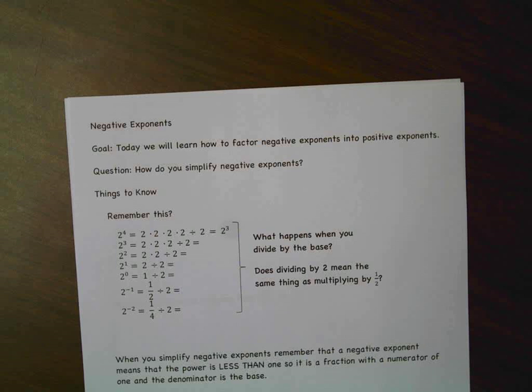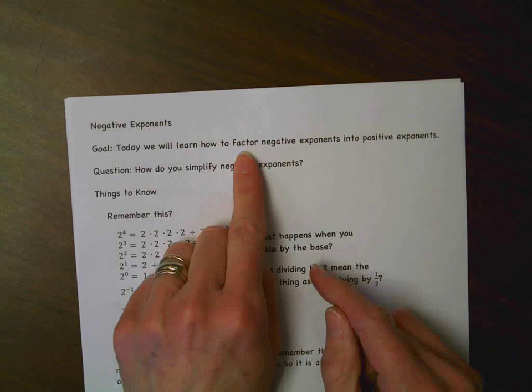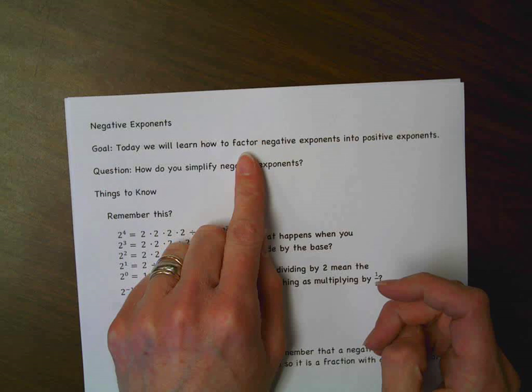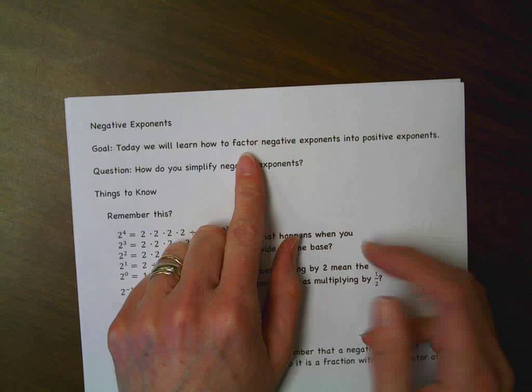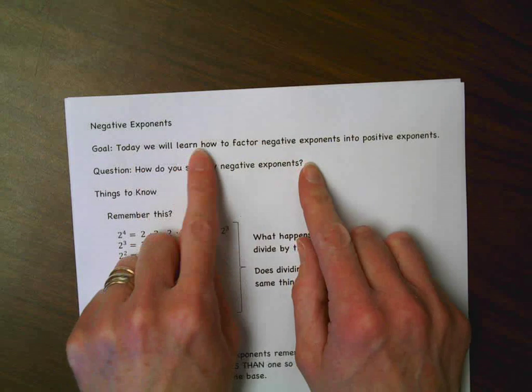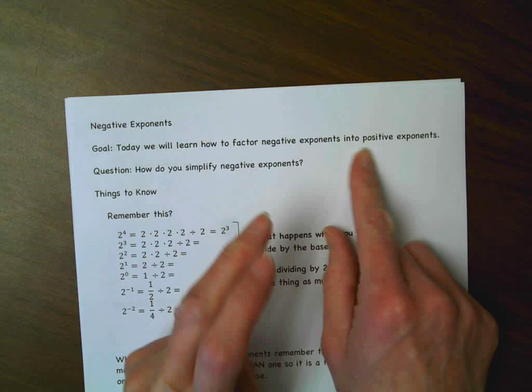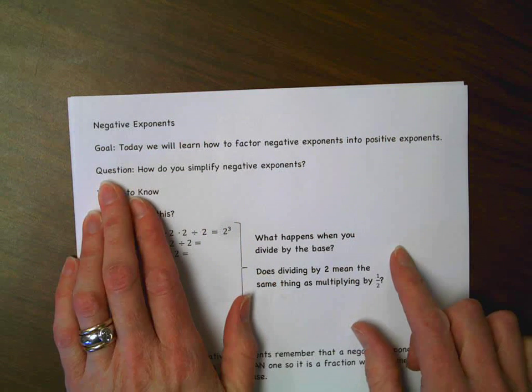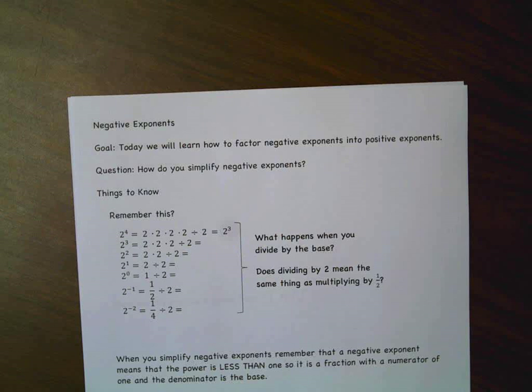Notice I used some interesting math vocabulary. Factor. Factor means that we're going to be pulling numbers out, and when we pull numbers out, that means we divide them out of the big numbers. So today we will learn how to factor negative exponents into positive exponents. The question that I want you to be thinking about during this lesson is, how do you simplify negative exponents?